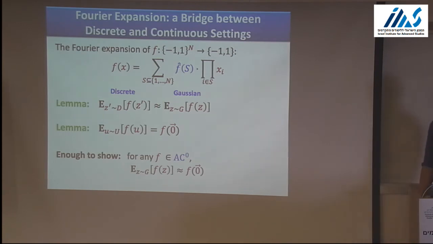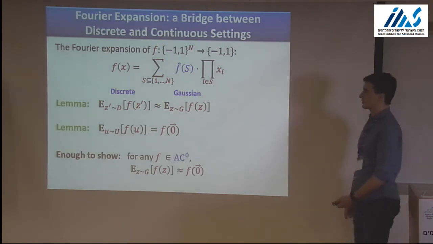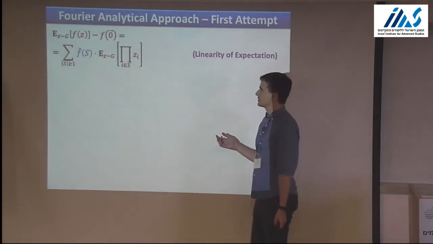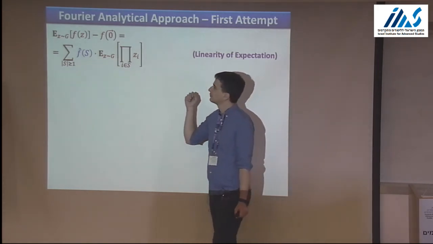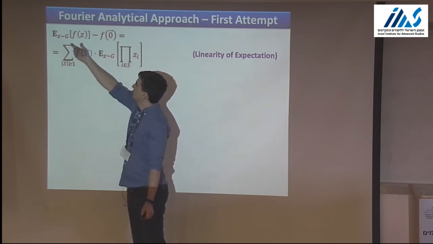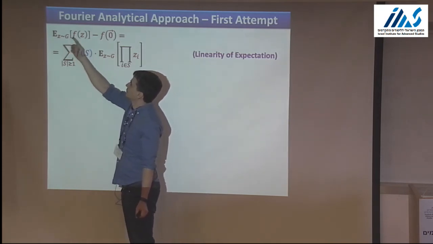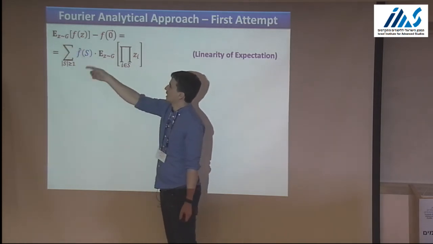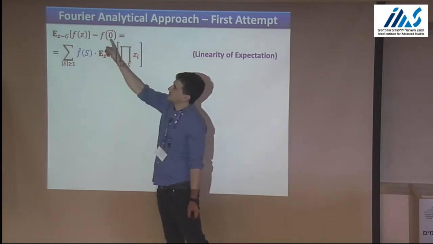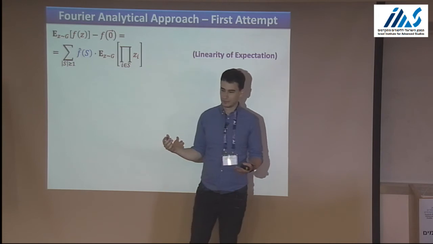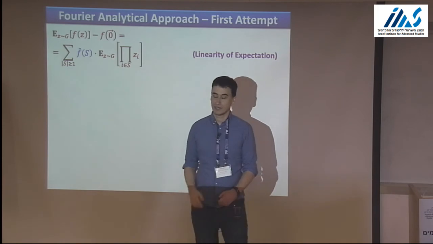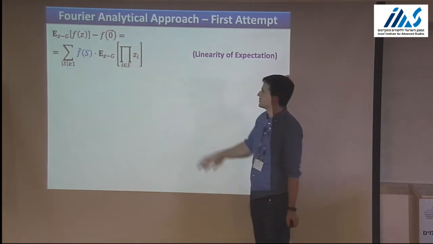Okay, let's try to do it in a straightforward fashion. Let's write this polynomial, the sum of all monomials, and try to bound it term by term. I use linearity of expectation to say that the expectation of f on z, where z is drawn according to g, is simply the sum over all coefficients times the expectation of the monomial. And what does f of 0 give me? It just gives me the empty term, the empty coefficient, which cancels out with this one. So all I'm left with is all the non-empty sets. So far this is just equality.